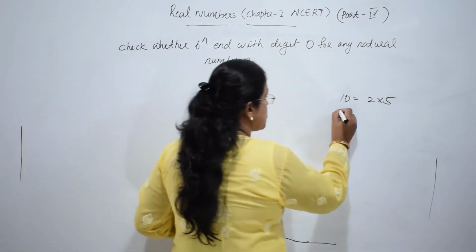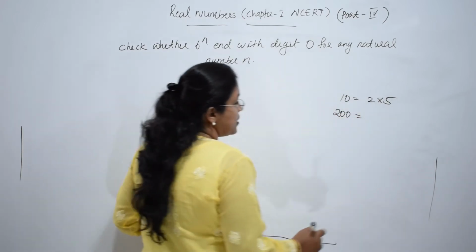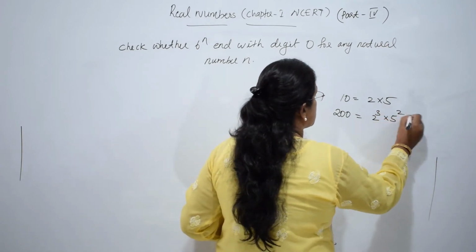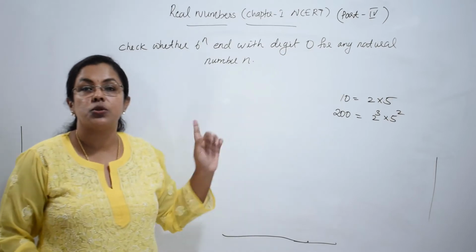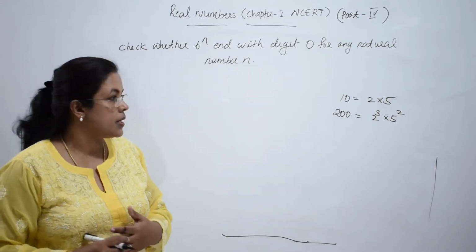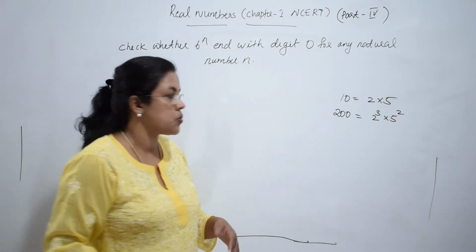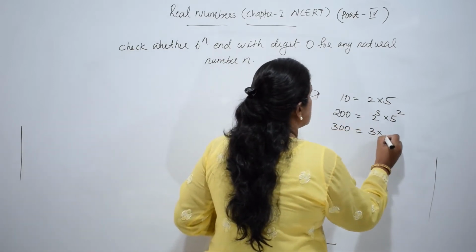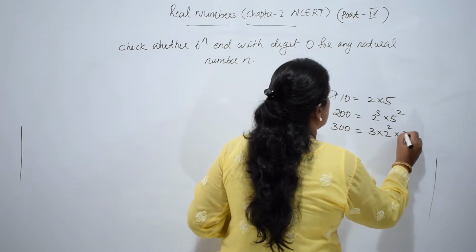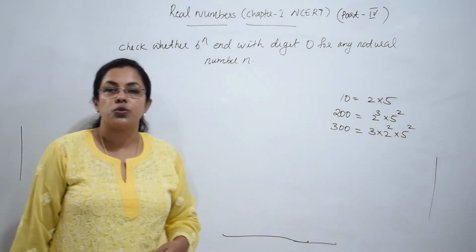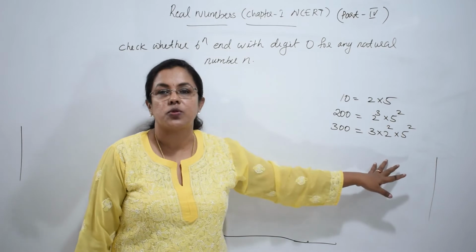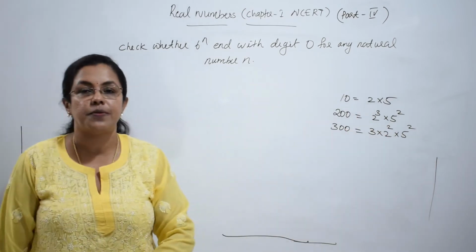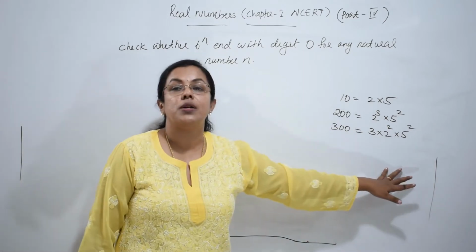If we factorize 200, we get 2 cube into 5 square, since 8 into 25 is 200. And 300 is nothing but 3 into 2 square into 5 square. Isn't it? 3 into 100, and 100 is nothing but 2 square into 5 square. So 3 into 2 square into 5 square.